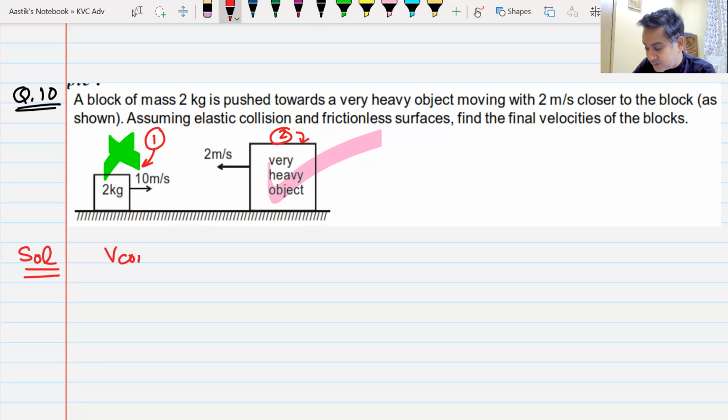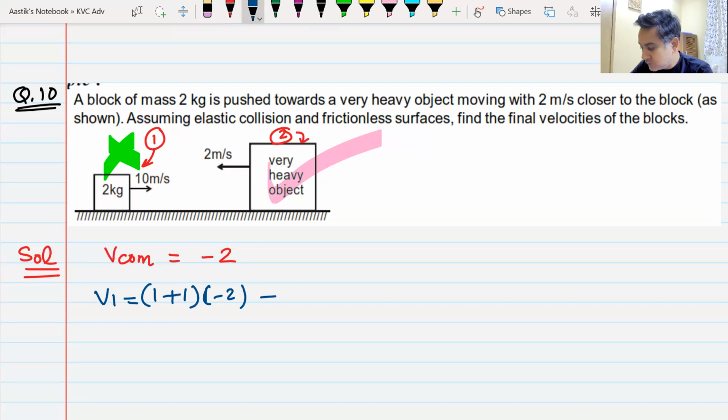Velocity of center of mass here is the velocity of the heavier ball. It is minus 2, not plus 2. Velocity of the heavy object will remain the same. You just have to find out the velocity of the lighter one. V1 is (1 plus E) times minus 2, minus 1 times 10, and the answer is minus 14.